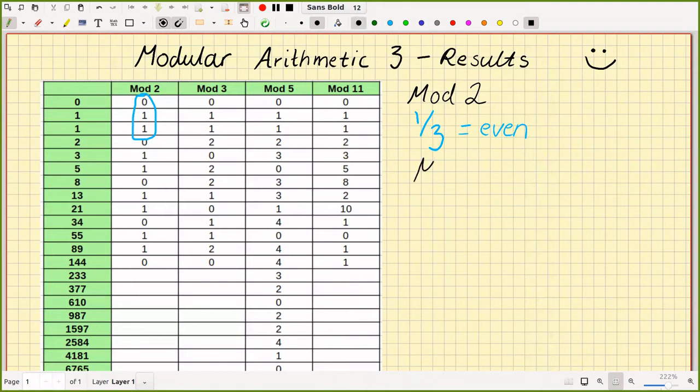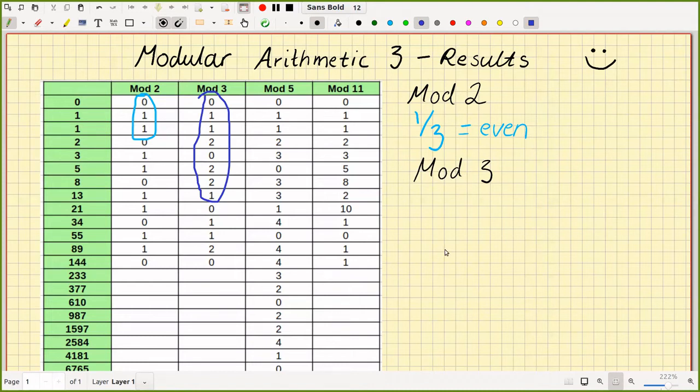So we've got mod 3. In this case, looking at my table, you might be able to see that this repeats every 8 numbers. Every 8. 1, 2, 3, 4, 5, 6, 7, 8. Again, something really cool is, every time there's a 0, it means there's a multiple of 3. So 0, 3, 21, and 144, all multiples of 3.